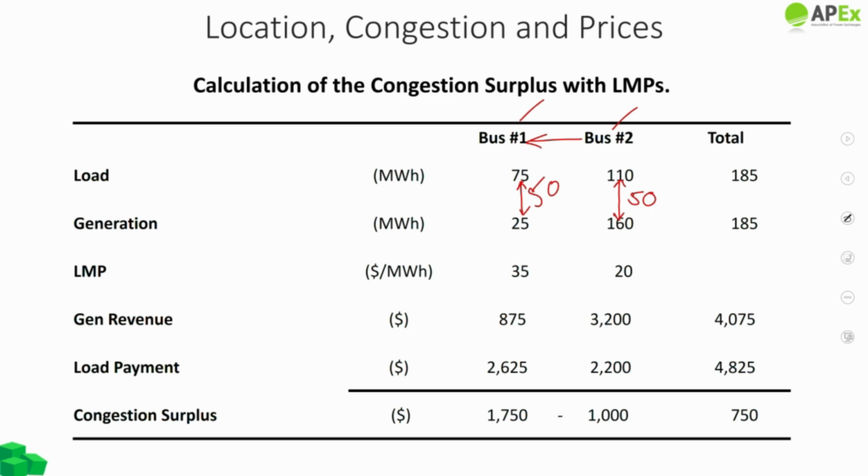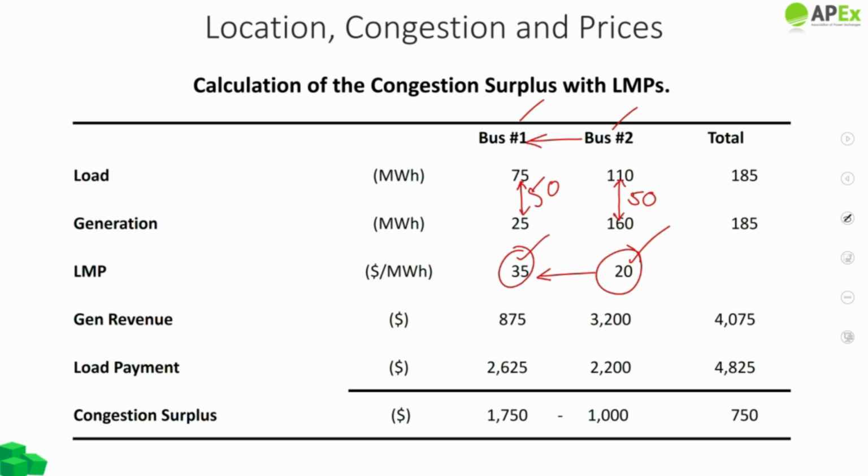Importantly, the price at bus 1 is higher than at bus 2, reflecting the congestion conditions, meaning that cheaper generation is available at bus 2 but can't flow due to limitation of the line. Generators at bus 2 are compensated at a rate of $20 per megawatt hour for the power they produce, including the power flowing to bus 1. On the other hand, the load at bus 1 pays $35 per megawatt hour for the power it consumes, which includes the power received from bus 2.